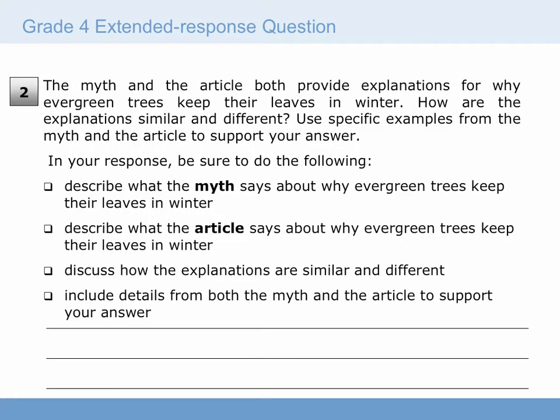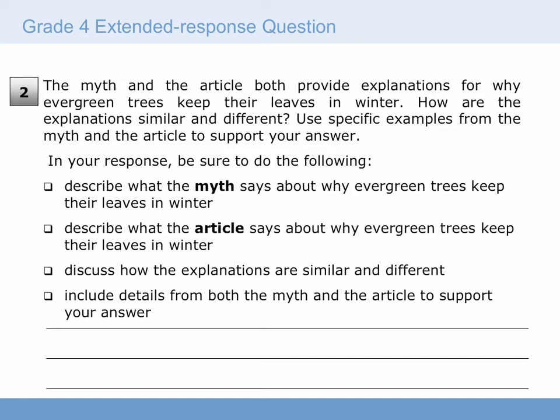The students were asked to respond to this question. The myth and the article both provide explanations for why evergreen trees keep their leaves in the winter. How are the explanations similar and different? Use specific examples from the myth and the article to support your answer.